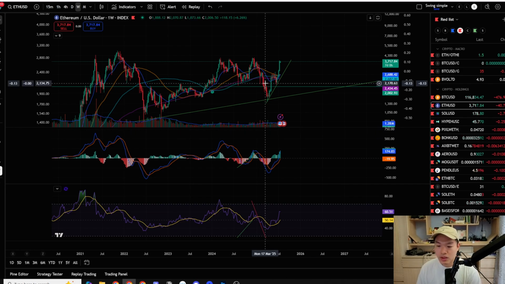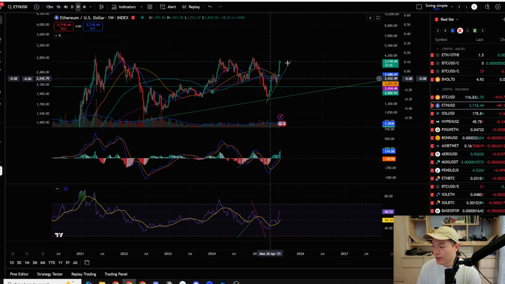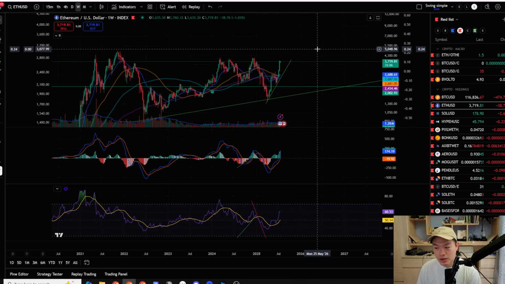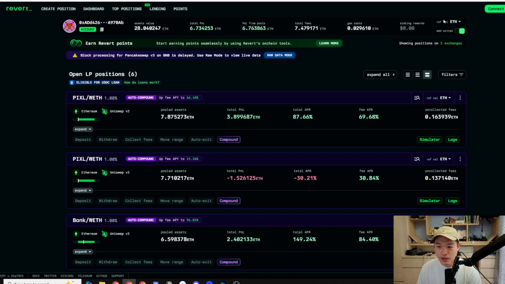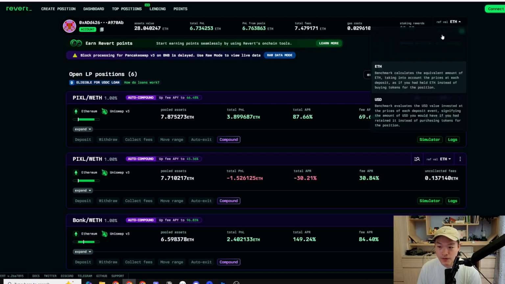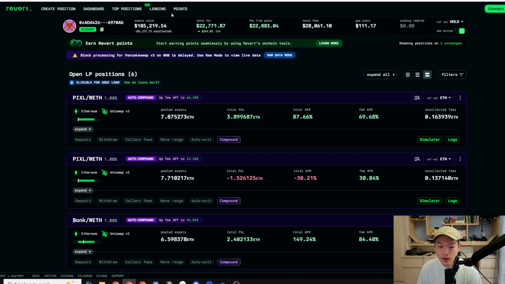I've tried both strategies and 80% of the time I prefer a wider range strategy simply because there's much less impermanent loss. I can outperform holding very, very easily. If you look at my current positions, if we change this reference value to HODL, you can see I'm up $22,000 compared to holding while earning $28,000 in fees, right? So clearly outperforming impermanent loss very, very easily.